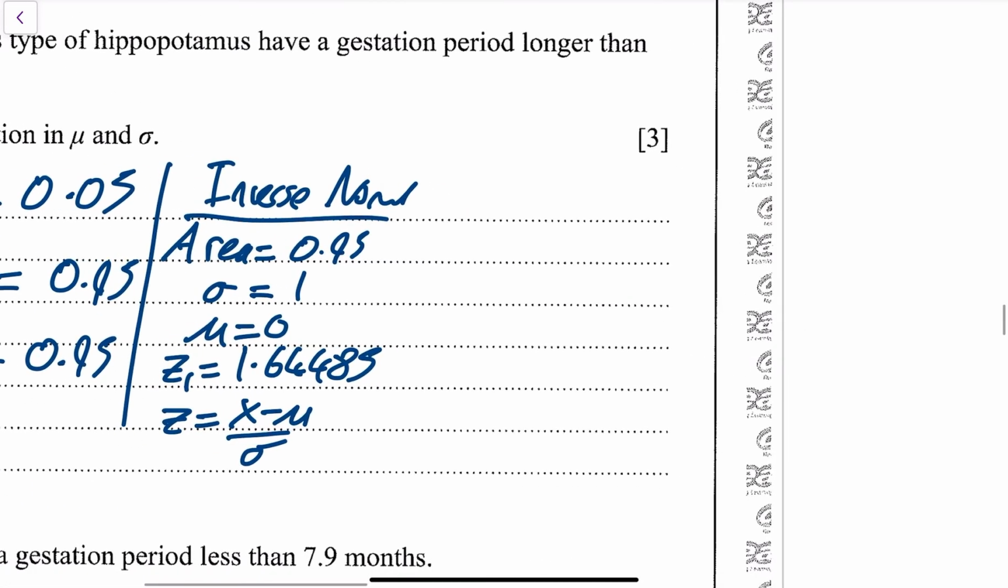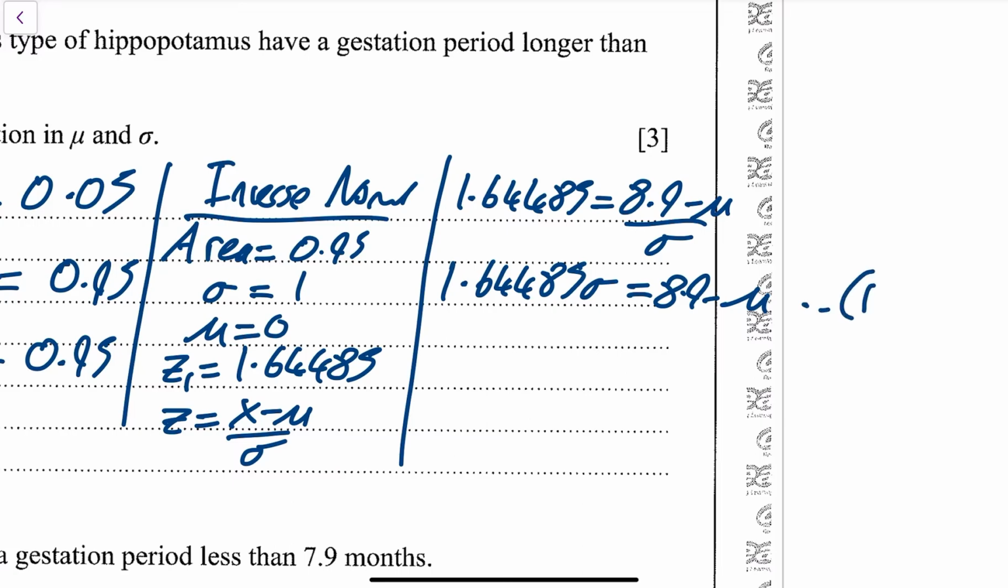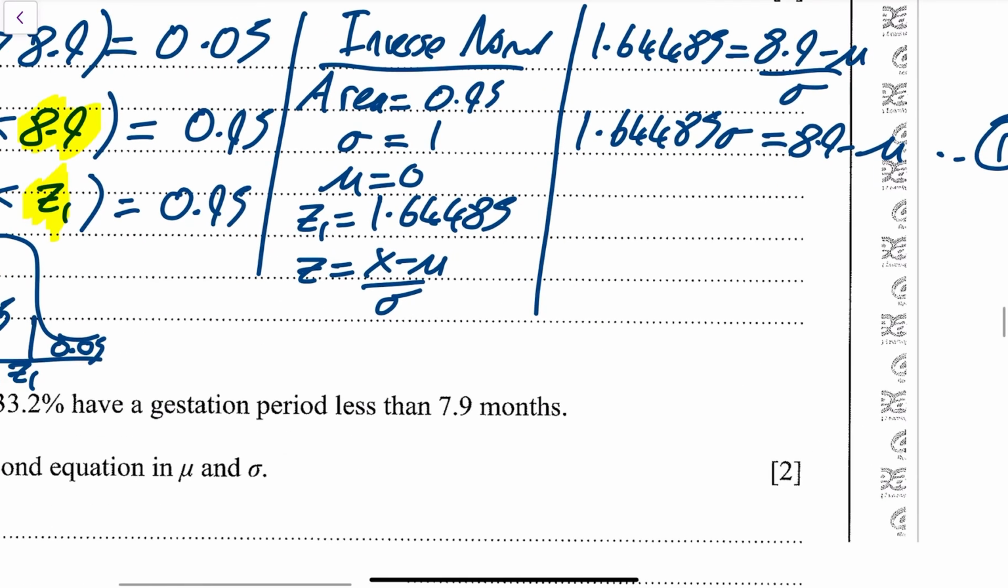You can see they really didn't give me much room for this. I wonder is there a nicer way of doing this? And then that is 1.64485 is equal to my x value, which is 8.9, minus my mu over sigma. And then we'll write that as 1.64485 sigma is equal to 8.9 minus mu. So 8.9 minus mu. And that will be my equation 1.